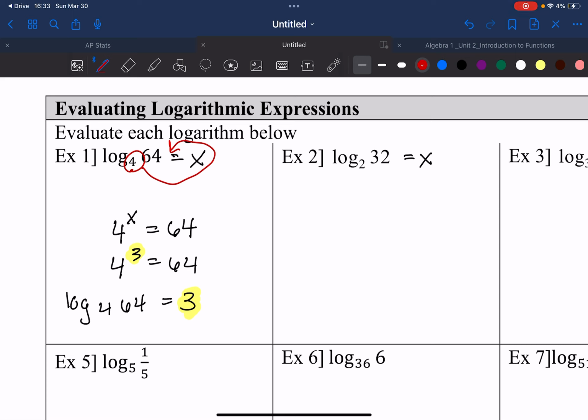So let's do it for number 2. Remember, we can rewrite this as 2 to the power of x is equal to 32. So we have to think, okay, 2 to what power gives us 32? Let's try 2 to the 4th. So 2 to the 4th is 16. Now we're going to try 2 to the 5th. That's 32. So 2 to the 5th power equals 32, which means log base 2 of 32 is equal to 5. Whatever exponent we find makes that equation true is the answer to our log equation. So we're going to do the same thing for every single one.